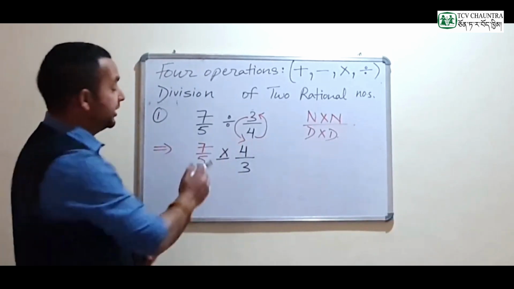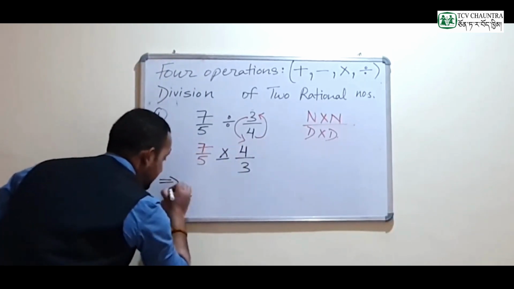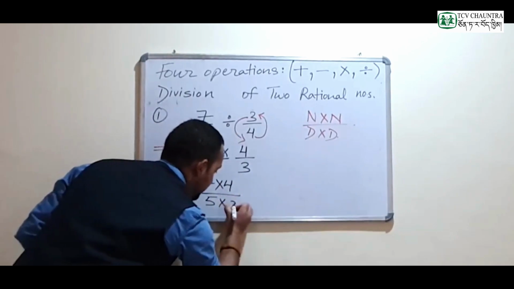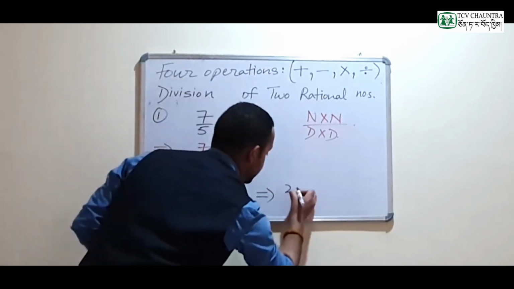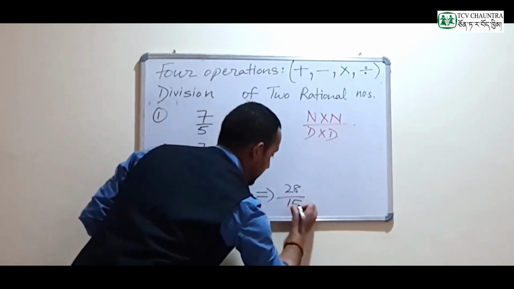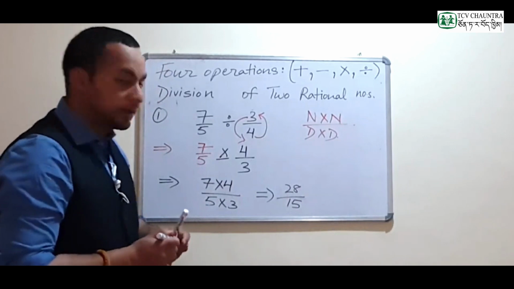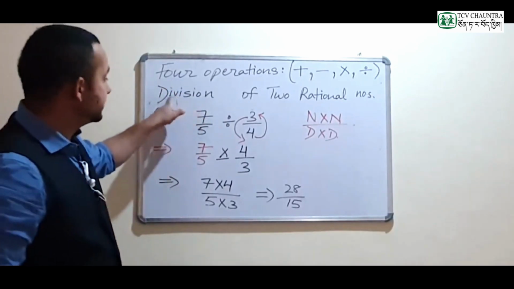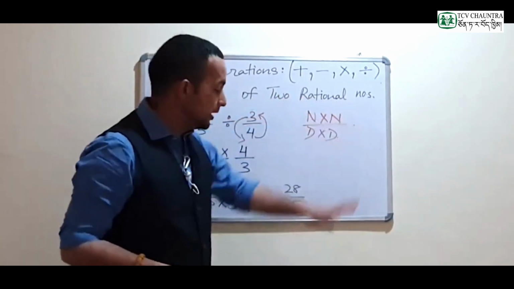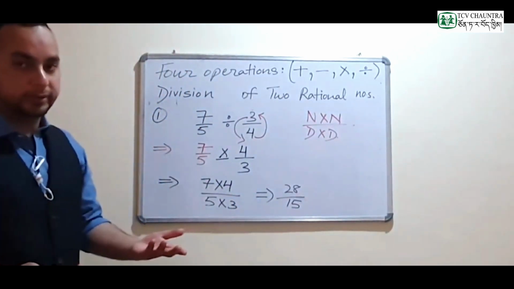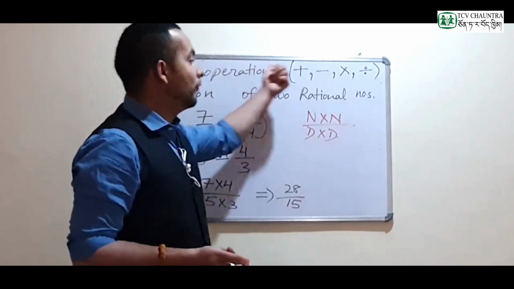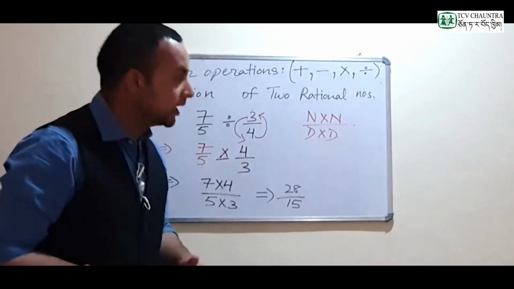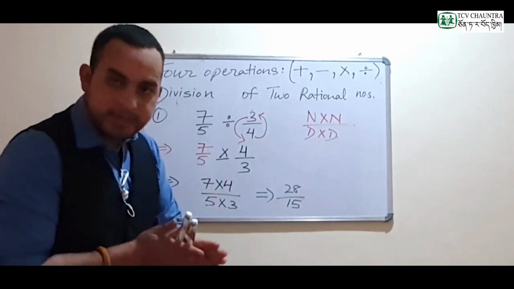Now we directly multiply numerator with the numerator. So 7 multiplied by 4 and 5 multiplied by 3. So 7 4s are 28, 5 3s are 15. Again, this is in the form of a rational number. So we are going to say that division of two rational numbers is also a rational number. So we proved that on the basis of 4 operations, whether we add 2 rational numbers, or 3 rational numbers, or we subtract or we multiply, our result is always a rational number.